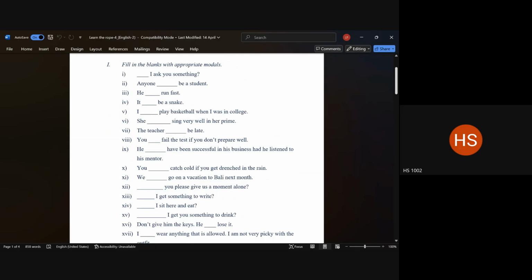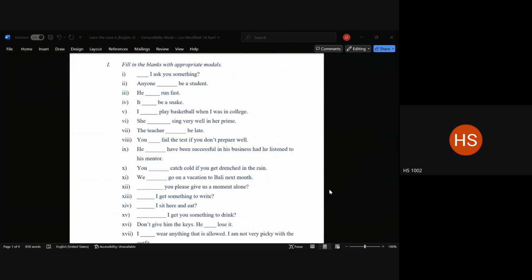The first one is: dash I ask you something. What would be the answers? May I ask you something? Yeah, go ahead. May I ask you something is formal. Can I ask you something is the informal way. Correct. So you can say, may I ask you something? Can I ask you something? Could I ask you something? Yes, ma'am.